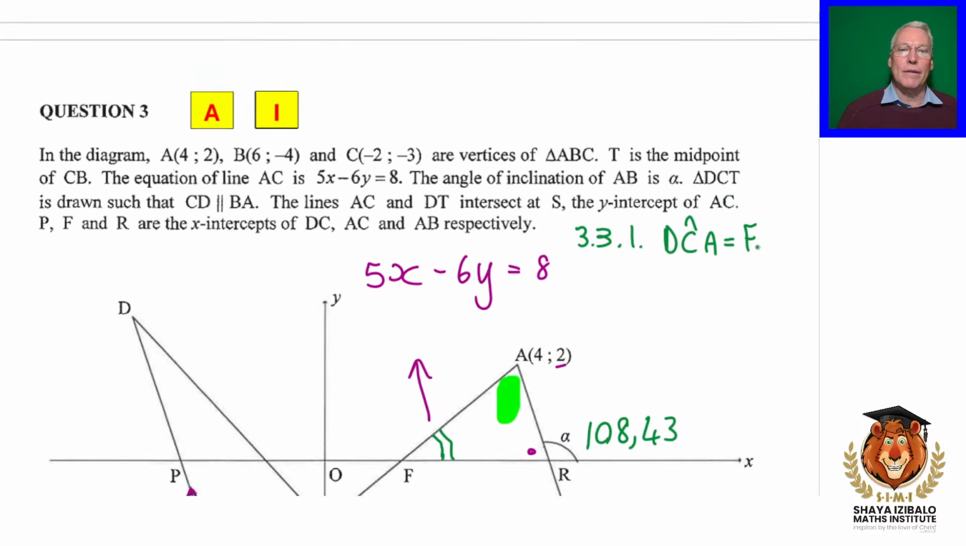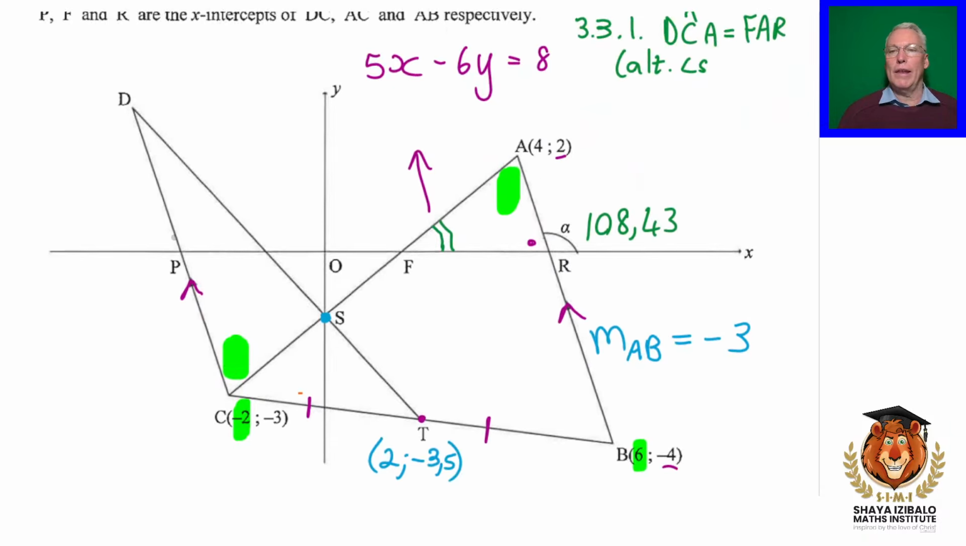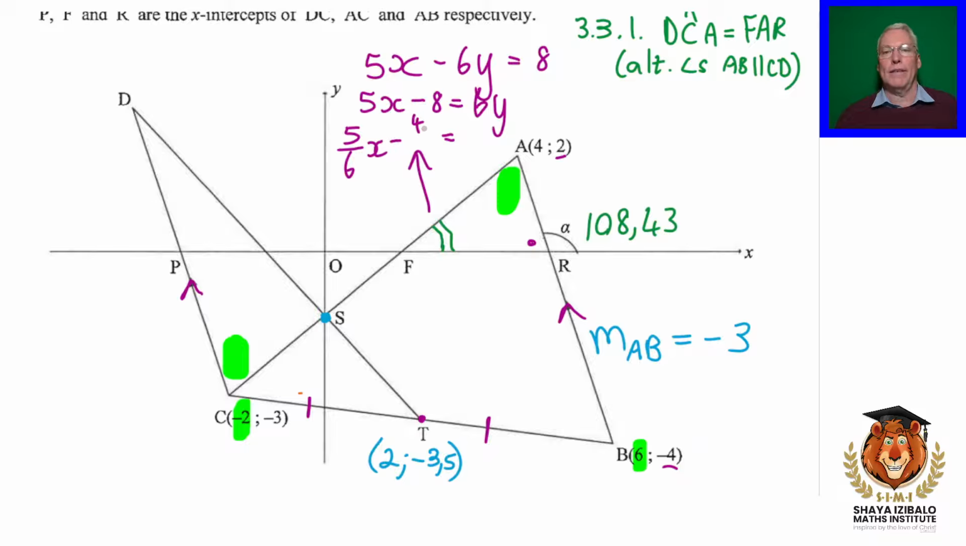And the reason for that is alternate angles, with the line DC parallel to AB. Okay, so that's the first thing. Now, this line over here, 5x minus 6y equals 8, can be rearranged to 5x minus 8 equals 6y. We add 6y to both sides. And now if we divide by 6 on both sides, we get 5/6 of x minus 8/6. 8/6 is actually 4/3. The most important thing here is not so much the equation of the line, just the gradient. So that's the gradient of that line.